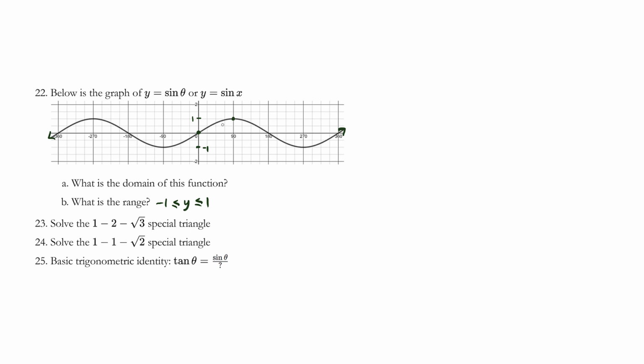The domain is all real numbers. It goes on forever. So we could say that x or theta is less than infinity, greater than -infinity, or you could just say all real numbers. X belongs to real numbers. All real numbers. We can be talking about x or theta, the angle.